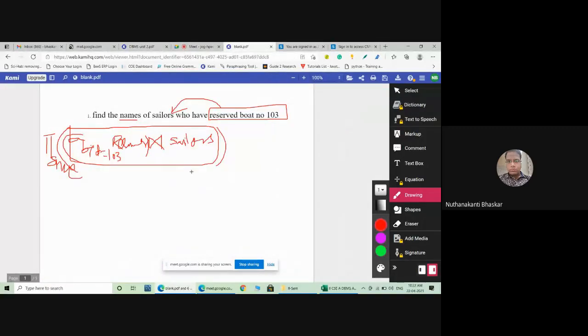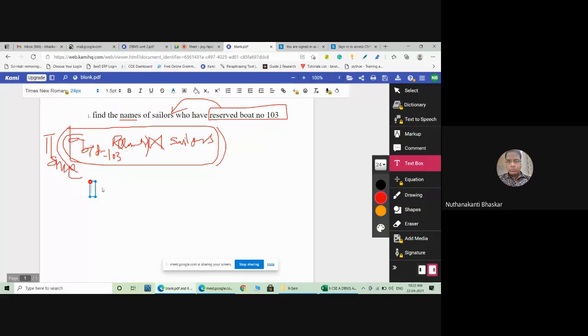Now understand how to write the query? Now understood? In the same way, you can do the remaining 9 queries. Then all of you write down the second query quickly. Find the names of sailors.